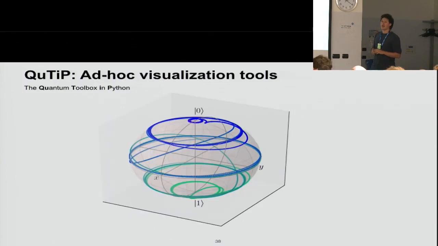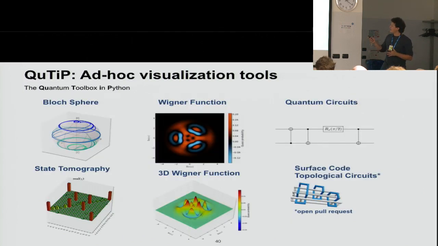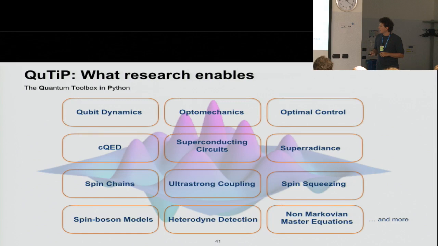This is just a map of the code, and here I'm just going to show you some of the visualization tools that we have, ad hoc visualization tools for the quantum community, such as Bloch sphere representation of a qubit, some correlation function of some state of light, and this also applies to quantum circuits, tomography of a quantum state, and also the option, something that I will spend a few more words on, which is the implementation of topological circuits in quantum computing. And this is just an overview of what can be done with QuTiP, which also includes optimal control of quantum systems.